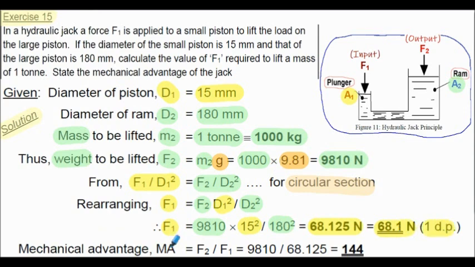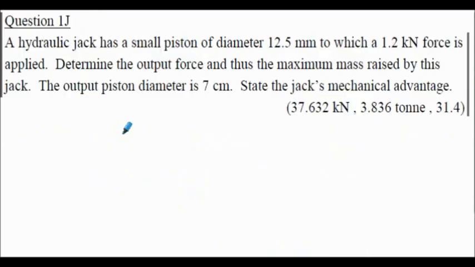And the question also wants us to find the mechanical advantage, MA, which is force F2, the load raised, divided by force F1, the input force. Inserting the values and evaluating, MA is 144. So that's the solution to exercise 15. Let's now consider a few tutorial questions from our workbook.